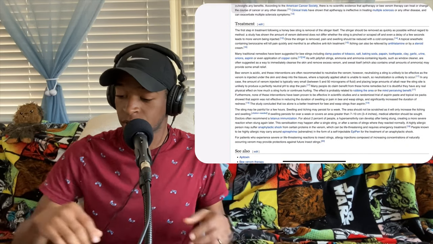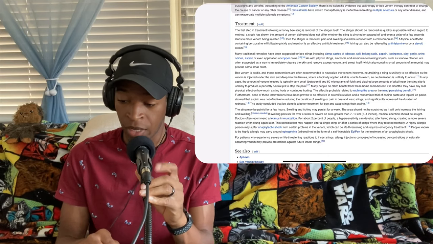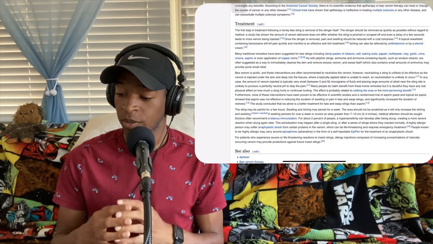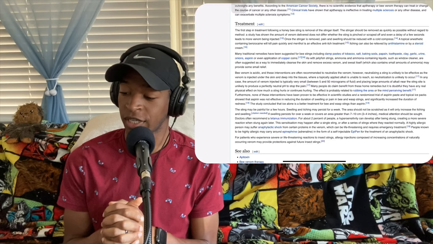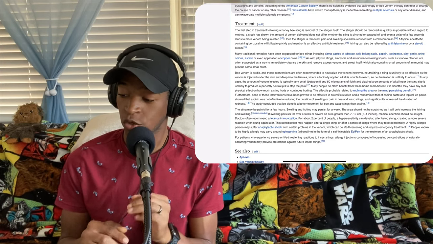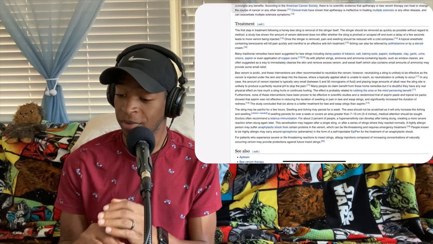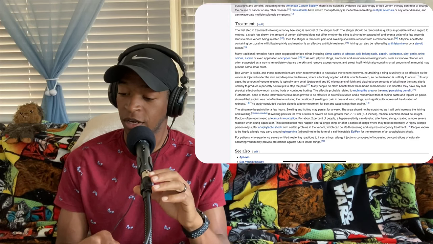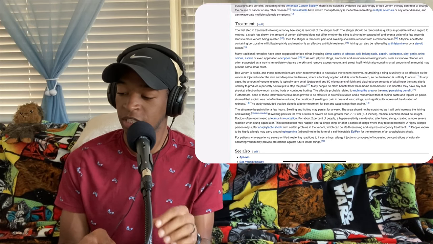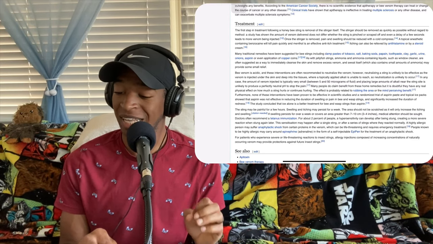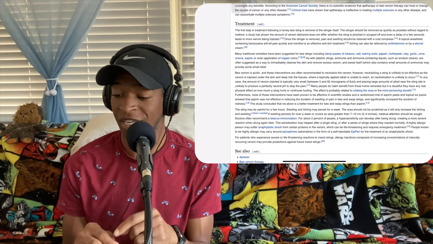Treatment. Let's look at this. So if you get stung by a bee, the first step in treatment following a honeybee sting is removal of the stinger itself. The stinger should be removed as quickly as possible without regard to method. A study has shown the amount of venom delivered does not differ when the sting is pinched or scraped off, and even a delay of a few seconds leads to more venom being ejected.